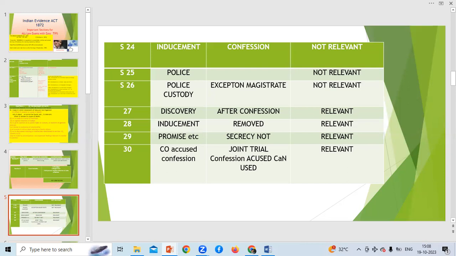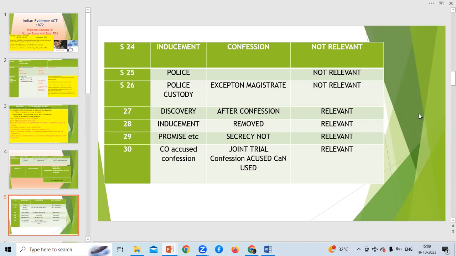Discovery is the keyword for confession to make it relevant. Section 27, inducement when removed. Whenever there is inducement, it is in Section 24, where the confession is not relevant. But Section 28 says the opposite of 24: whenever the inducement is removed, the statement of confession will be relevant.